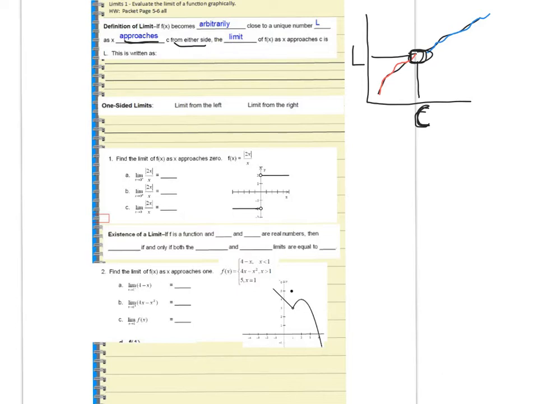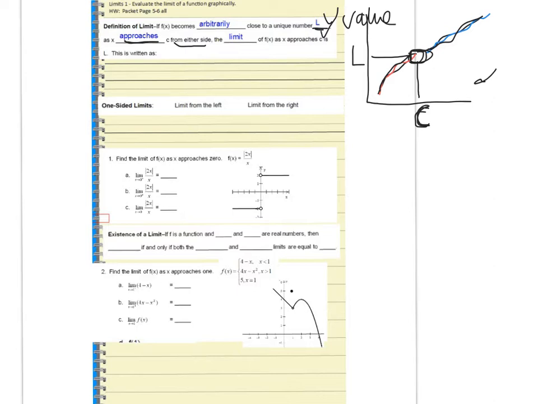As the function gets close to one specific y value, that's our L. And as we're approaching, remember, we're not reaching, we're walking towards our c value, our x value. We only have a limit if we get closer and closer to the same y value from the left and right.